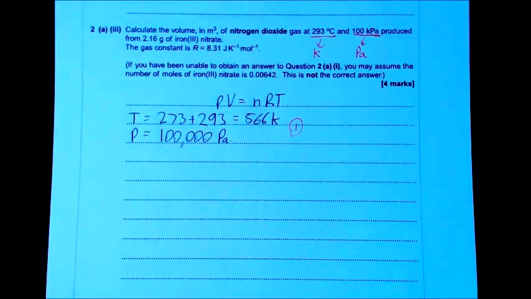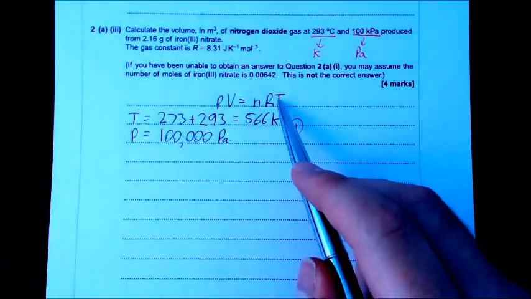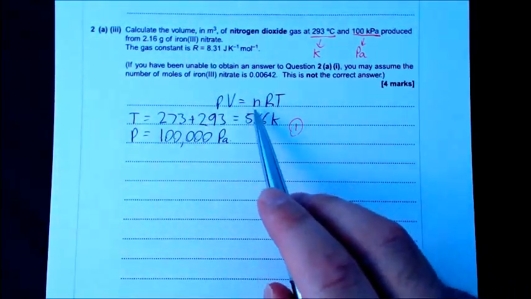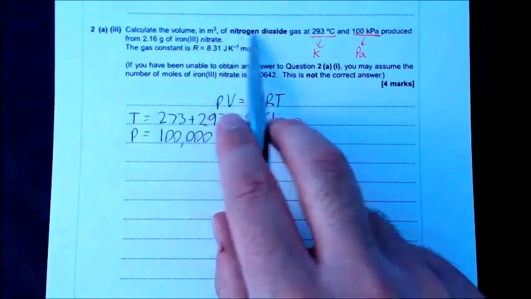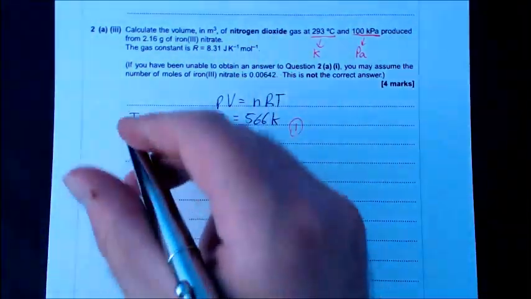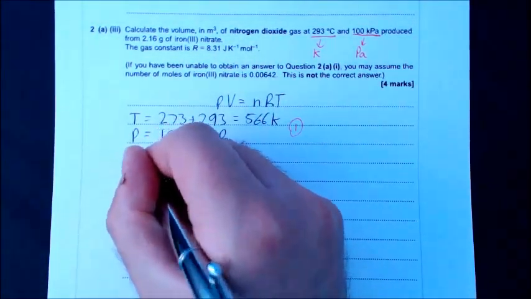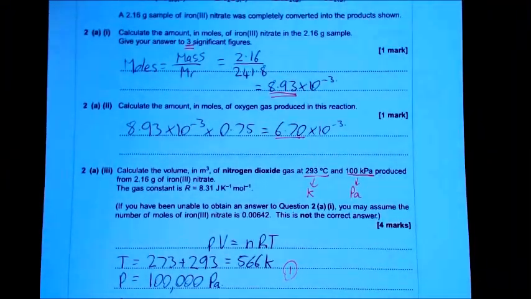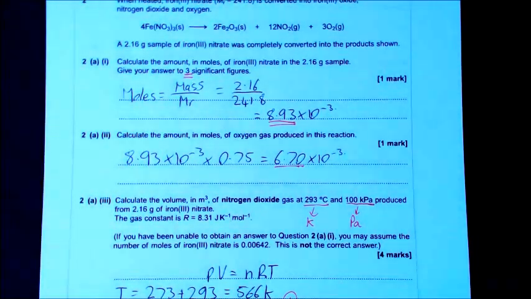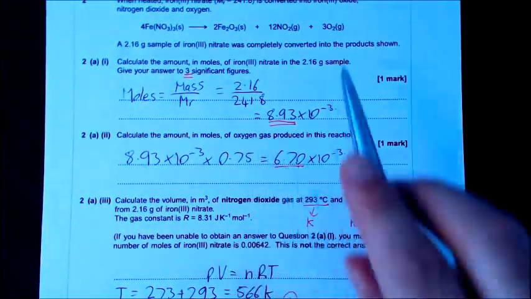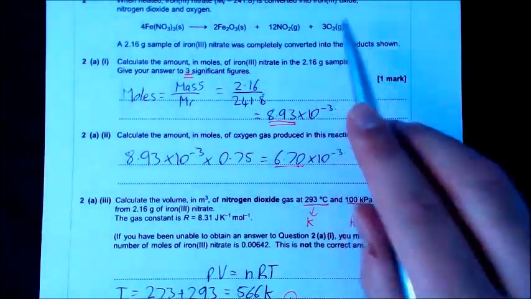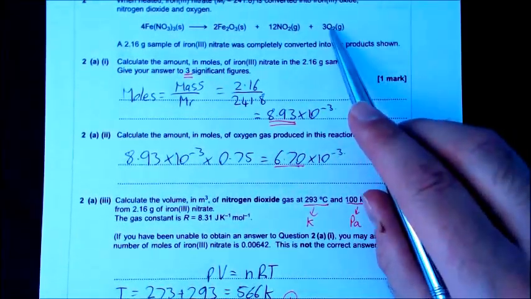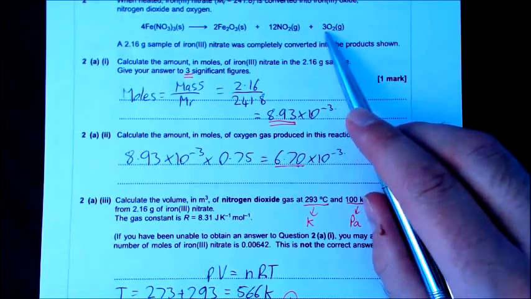Okay, the next bit we need to work out: we've got the T bit, we've got the P bit, we know the R bit because they've told us that, but the n we don't know. Now this is wanting us to work out nitrogen dioxide. To work that out, if we go back to our previous question, our previous equation, you can see here that we worked out the number of moles of oxygen, which actually turns out to be 6.70 times 10 to the minus 3. And this represents 3 moles of oxygen here.